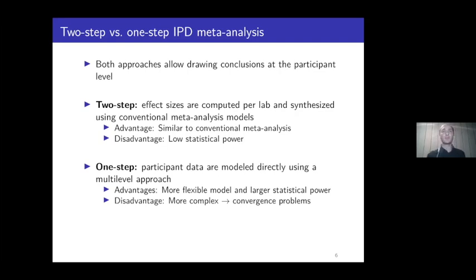Then there is the one-step approach, where the participant data is modeled directly using a multi-level model. An advantage of this approach is that it's a very flexible model, so you can add a lot of predictors, for instance, and it has larger statistical power. A disadvantage, on the other hand, is that the model is more complex, and this can, for instance, result in convergence problems that can be hard to solve. So that's a bit tricky about these one-step IPD meta-analysis models.